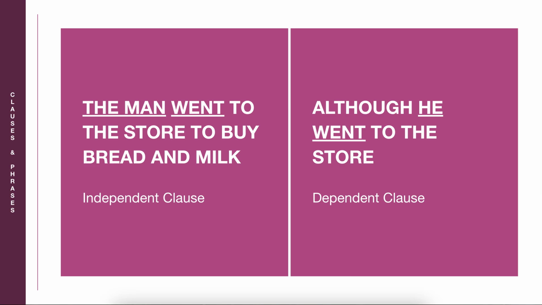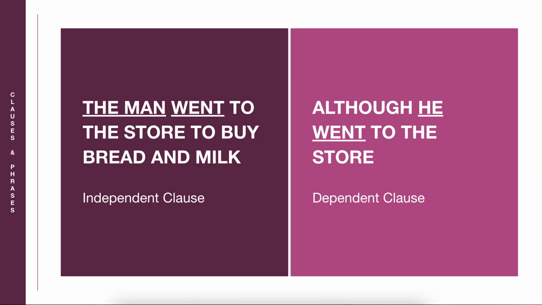So, example 1 on the left, the man went to the store to buy bread and milk. That is an independent clause. That makes sense on its own. On the right, we have, although he went to the store. That's a dependent clause. It does not make sense on its own. So if we look at these more carefully, with our independent clause, you can see that we have our subject underlined, the man, our verb underlined, went, and then that whole thing makes sense. We could just put a period at the end and it would work as a sentence. The man went to the store to buy bread and milk. Period, done. That makes sense on its own.